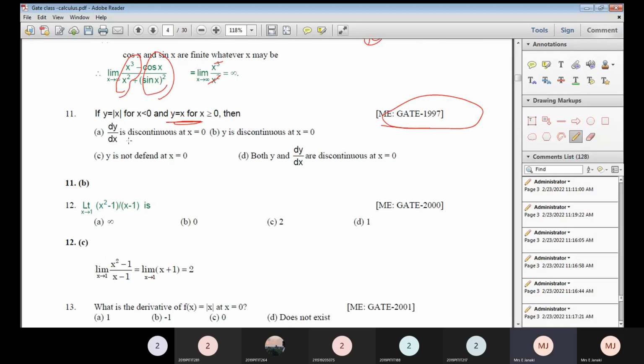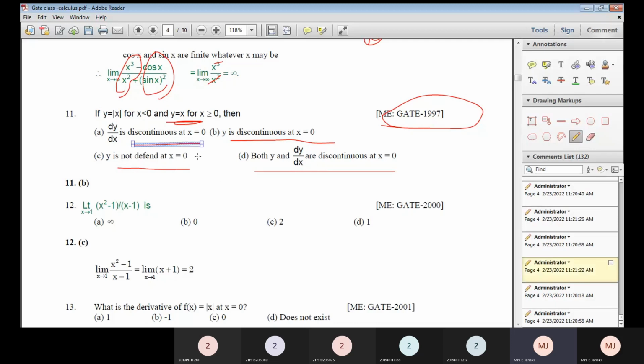dy by dx is discontinuous at x is equal to 0 and y is continuous at x is equal to 0; y is discontinuous at x is equal to 0; y is not defined at x is equal to 0; both y and dy by dx are discontinuous at x is equal to 0. So there are 4 options. So y is not defined at x equals 0 is wrong, because you can define it: at x is equal to 0, y would have value equal to x. So this is wrong only, right?